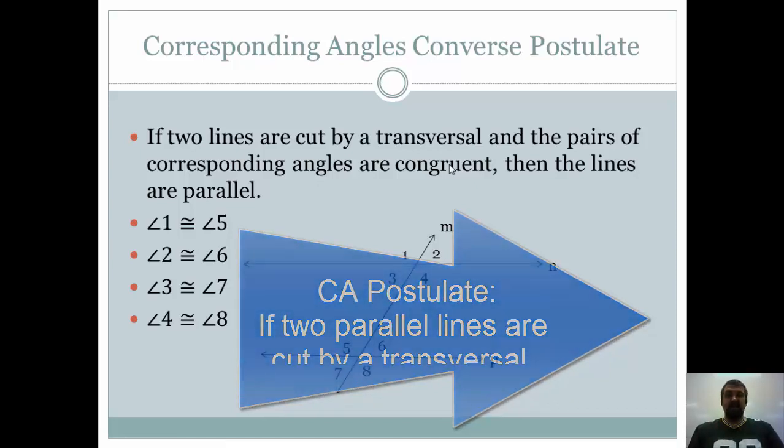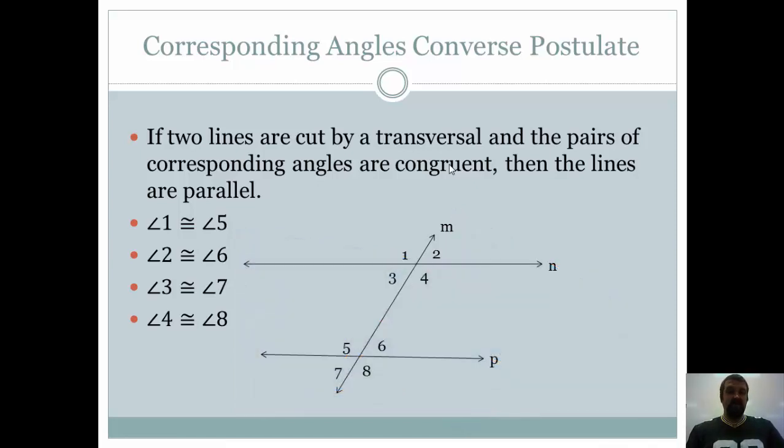If that doesn't happen, I can't do the corresponding angles converse postulate. And I need the pairs of corresponding angles to be congruent. All I need is really one, but if I had all four, awesome. Then I know the lines are parallel. So in this case here, angle 1 being congruent to angle 5, well, angle 1 and angle 5 are corresponding. Or angle 2 and angle 6, or angle 3 and angle 7, or angle 4 and angle 8. Any of those pairs would have been enough to now say line N and line P are parallel.